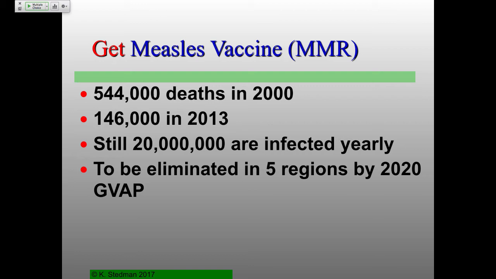According to the Global Vaccine, what's this program? I forget what the A is for again. Action Program. Global Vaccine Action Program. They're going to try to eliminate measles in five regions. Don't ask me what regions those were. I wasn't able to find out before the lecture today.